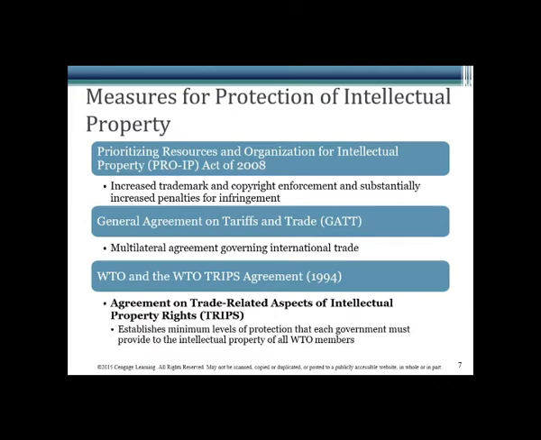Measures for protection of intellectual property. The Prioritizing Resources and Organization for Intellectual Property, or PRO-IP Act of 2008, increased trademark and copyright enforcement and substantially increased penalties for infringement. For example, the penalty for infringement of a 10-song album was raised from $7,500 to $1.5 million.